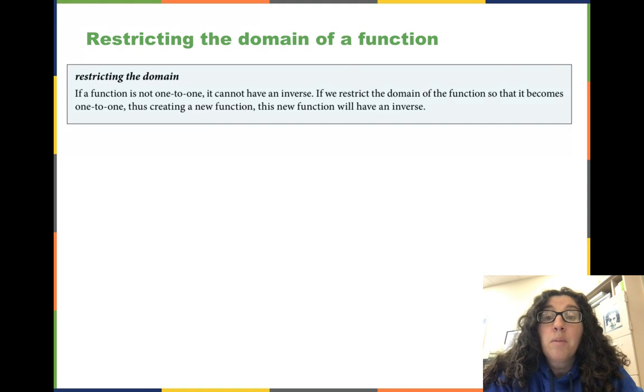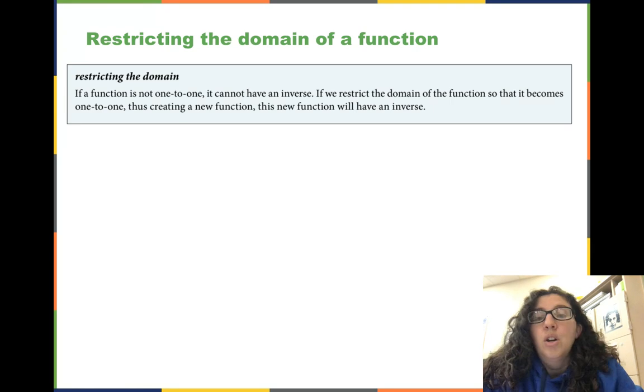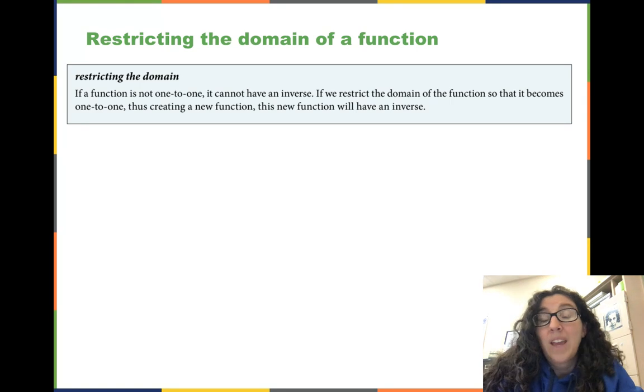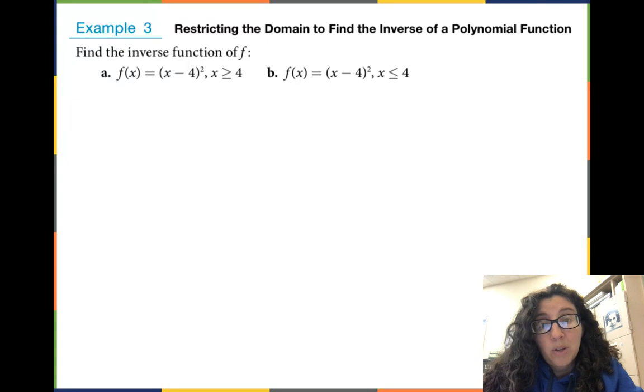All right, but sometimes it's not so easy. Sometimes we have to restrict the domain, right? If a function is not one-to-one, it cannot have an inverse. So if we restrict the domain of the function so that it becomes one-to-one, creating a new function, this new function can have an inverse. So sometimes with polynomials, with many polynomials, that's what we've got to do. So what if we started with x minus 4 squared? In part A, they restrict the domain to greater than or equal to 4. Over here, they restrict it to x less than or equal to 4.